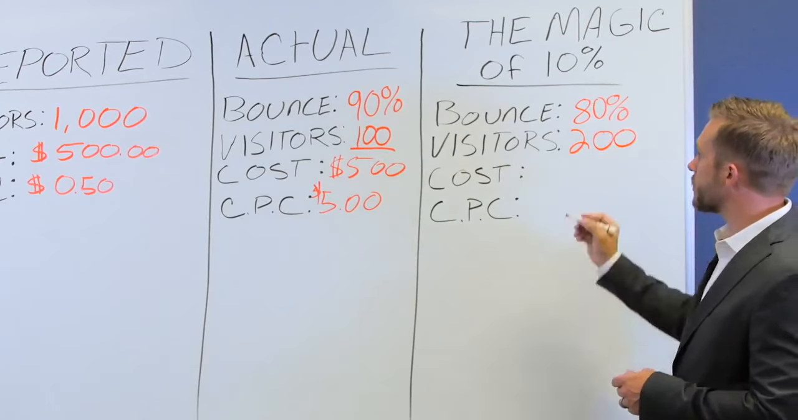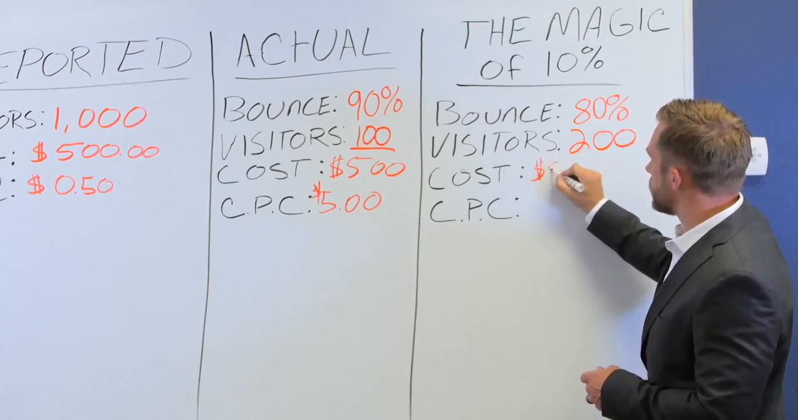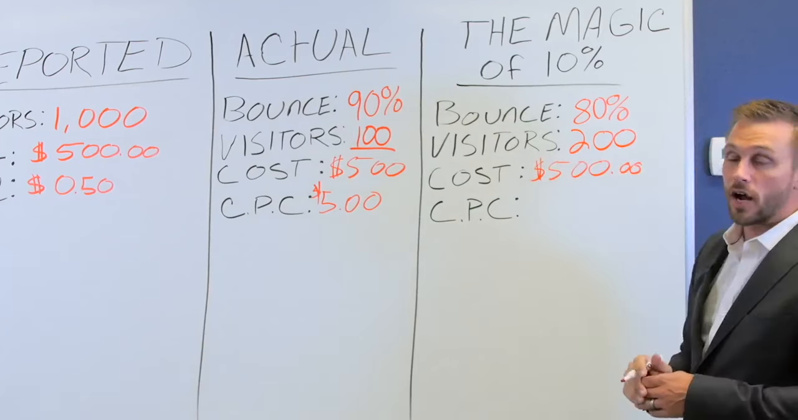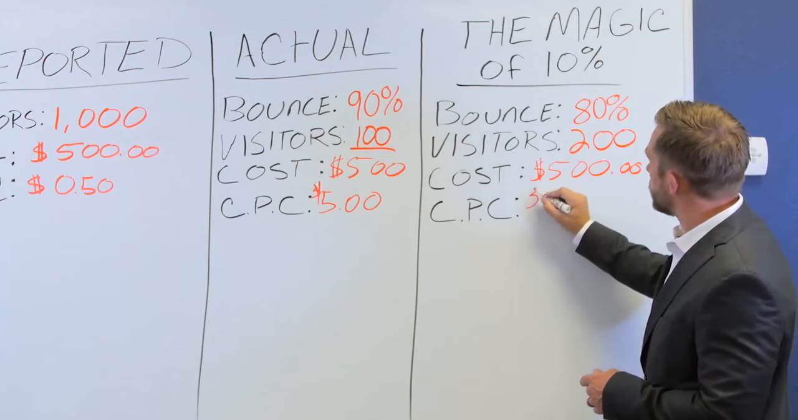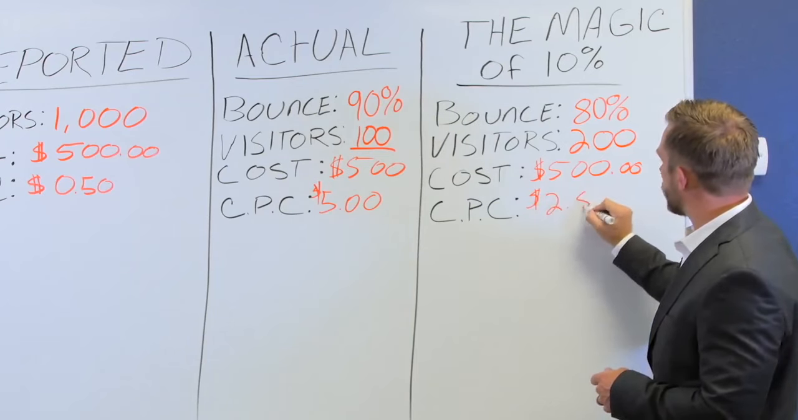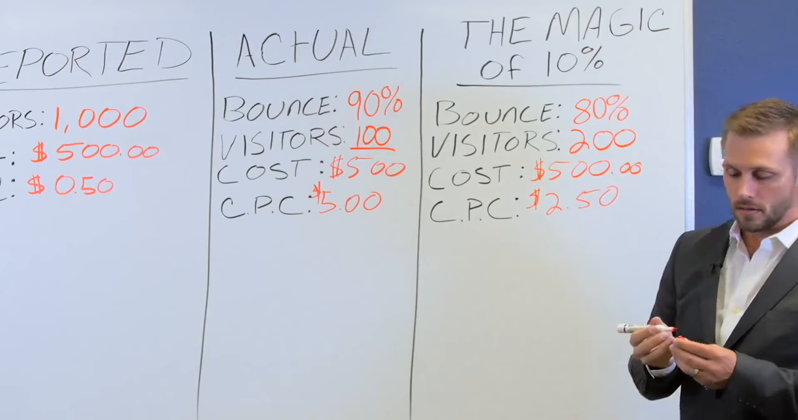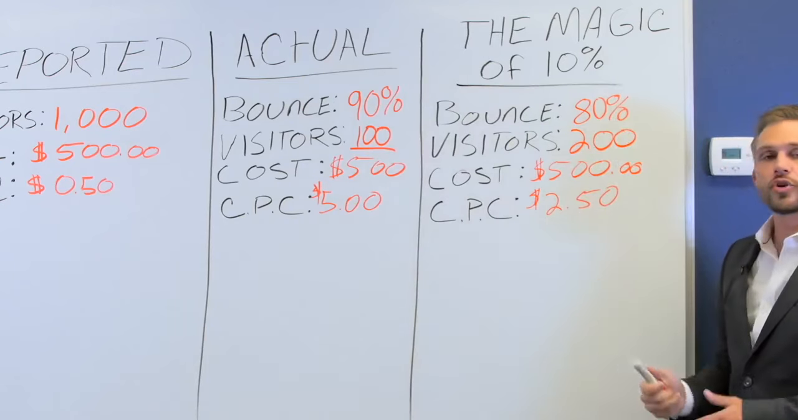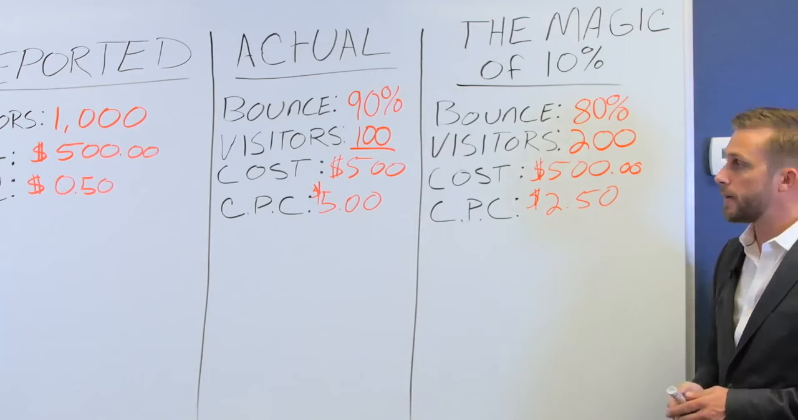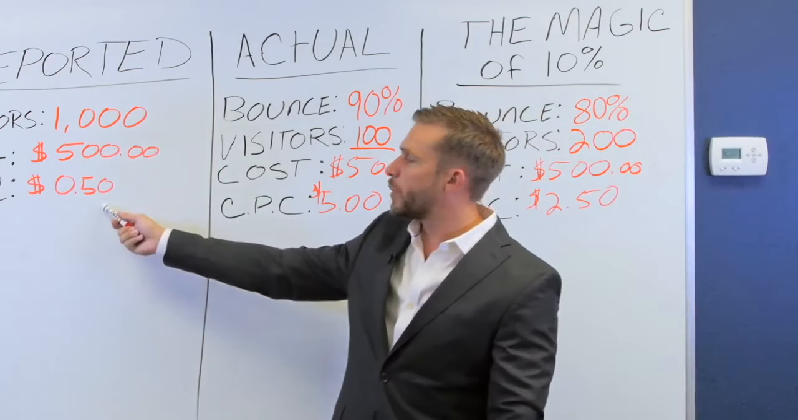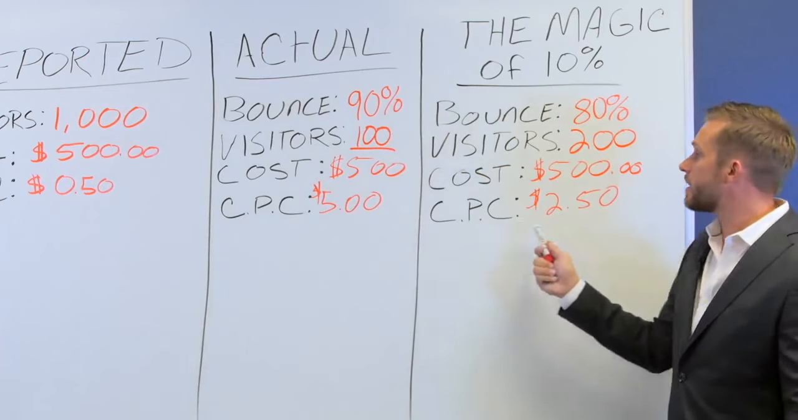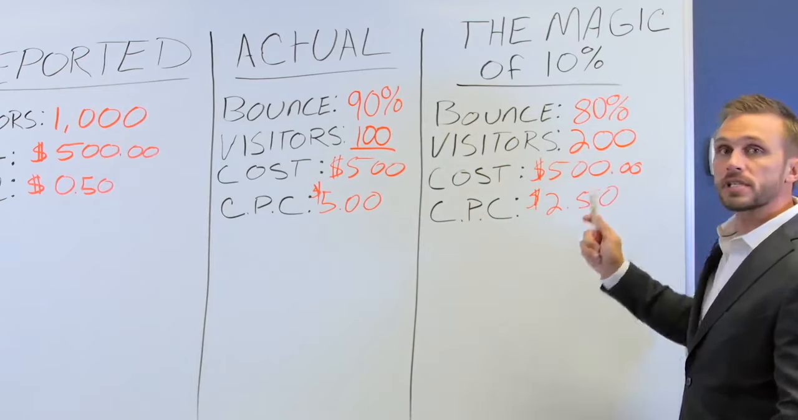Okay, now you're at 200 visitors. The cost has not changed. Same $500 cost. And guess what? Our cost per visitor, cost per click, has now been cut in half. Now we're down to $2.50. All right? So a 10% reduction in your bounce rate cuts your traffic cost in half. So we're still not over here where we were, but it's a heck of a lot better than $5, right? And you're getting 100 more people to see your offer.